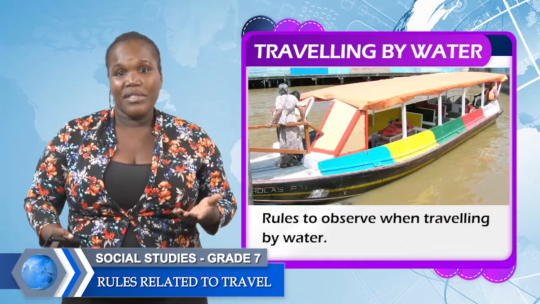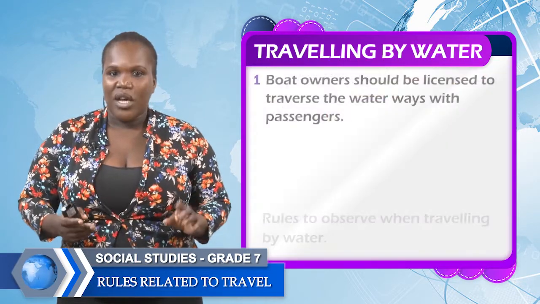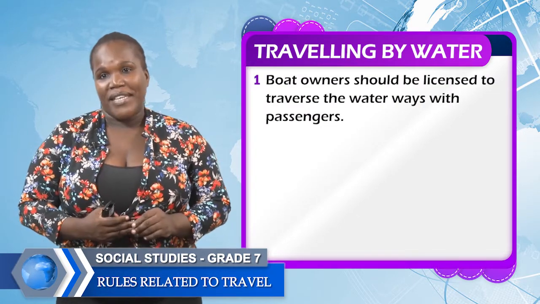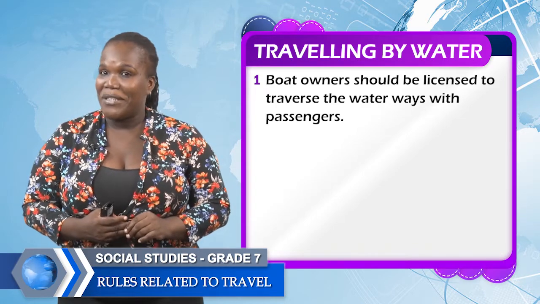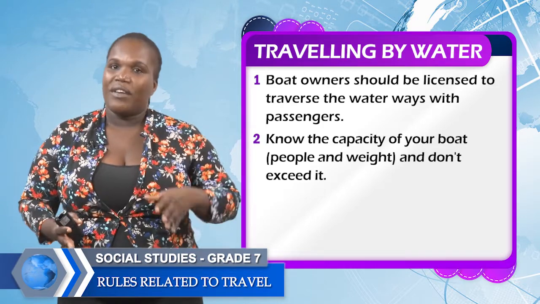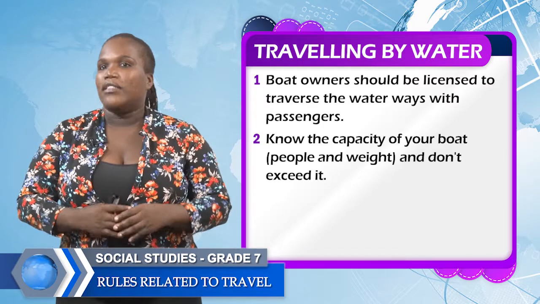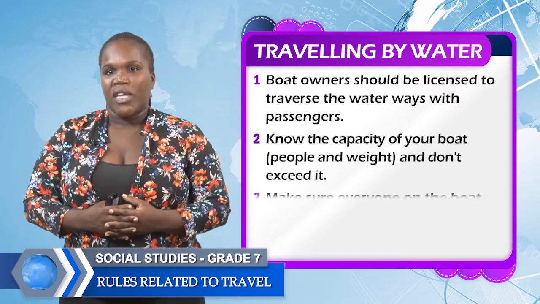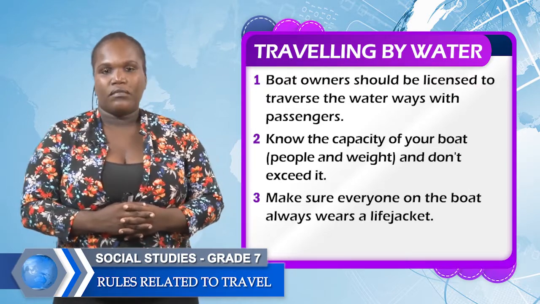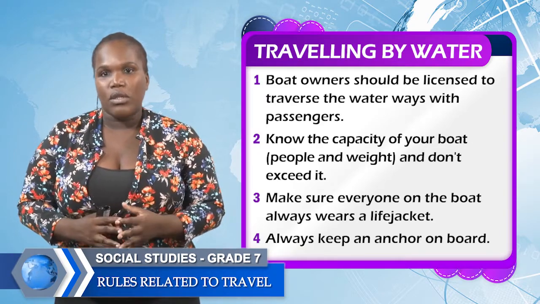Now we'll talk about some rules that should be observed when traveling by water. 1. Boat owners should be licensed to traverse the waterways. That's very important. 2. Know the capacity of the boat. You have to know how many people are allowed, the weight that should be allowed, and do not exceed them. 3. Make sure that you're wearing a life jacket every time you're traveling by boat. And 4, you have to make sure that there's an anchor on the boat at all times.